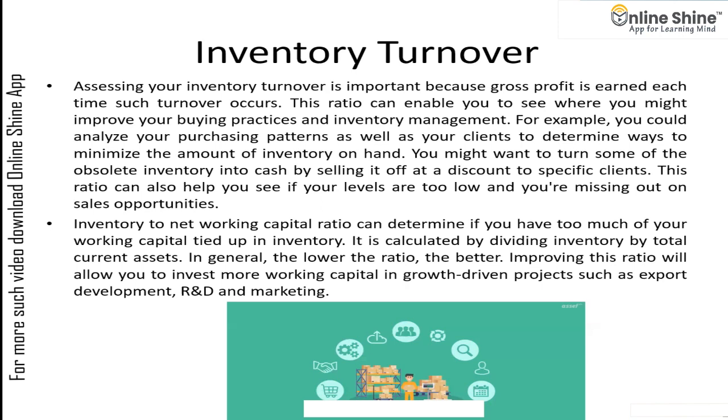Next, we talk about the inventory to net working capital ratio, which can determine if you have too much of your working capital tied up in inventory. It is calculated by dividing inventory by total current assets. So, what we are understanding here is that this ratio determines the working capital that is attached to inventory or locked due to excess inventory. Working capital is required on a daily basis, and if it is locked in inventory, it can cause problems. In general, the lower the ratio, the better. Improving this ratio will allow you to invest more working capital in growth-driven projects such as export development, research and development, and marketing.